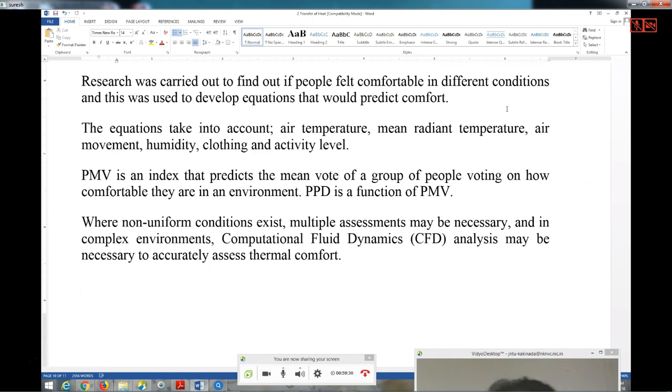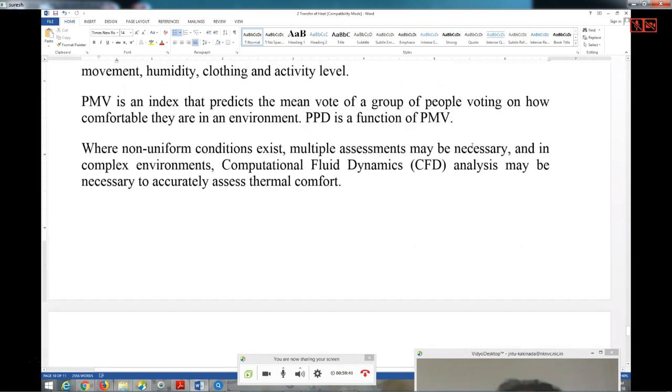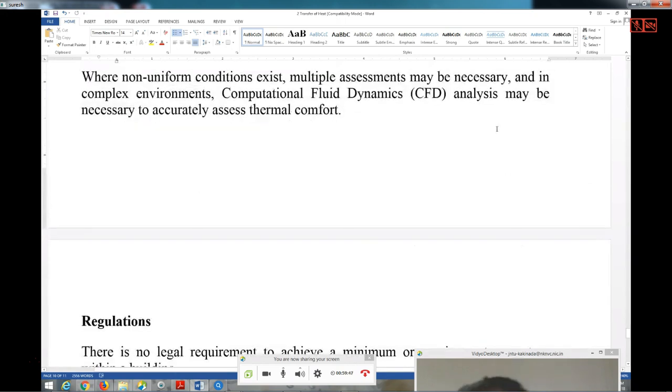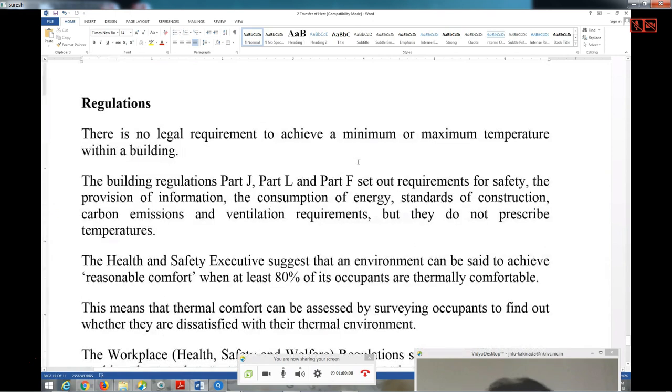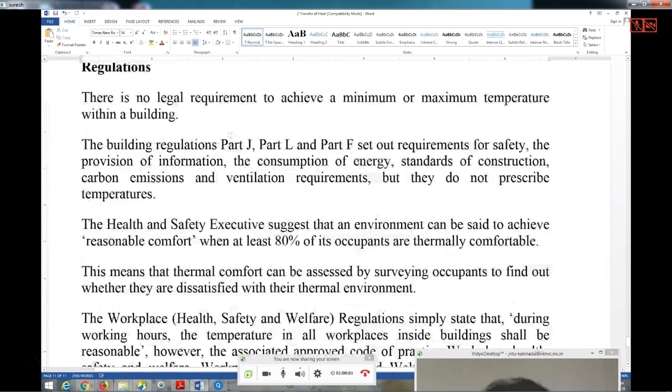Then the PMV index is an index that predicts the mean vote of a group of people voting on how comfortable they are in the environment. And PPD is taken as a function of PMV. Where non-uniform conditions exist, multiple assessments may be necessary, and in complex environments, computational fluid dynamics analysis may be necessary to accurately assess thermal comfort. Then how to regulate these? Regulations: there is no legal requirement to achieve minimum or maximum temperatures within a building.